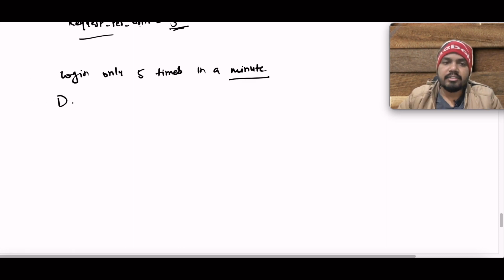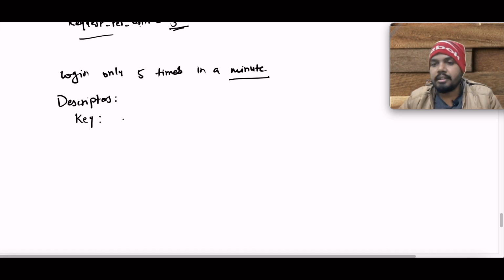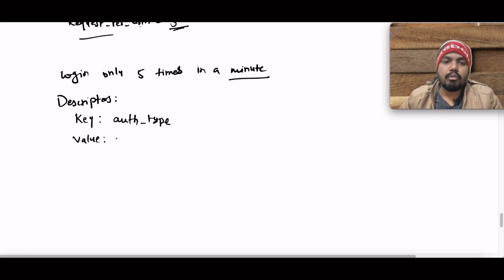You have to write first descriptors, then you have to write the key. So what would be the key here? What types of rules you want to apply? So it could be like auth type. Previously it was message type because you want to receive the message, but here you have to do the authentication things because users are going to log in. So it is part of authentication, so it would be auth type. What could be the value here? So the value could be login because you want to check the login.